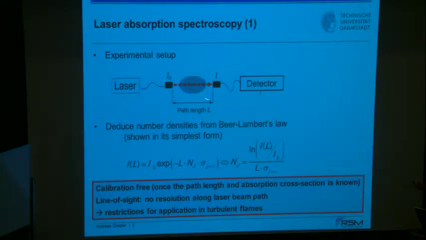The problem is that along the laser path you have no resolution. It's a line of sight method, and if you have any inhomogeneity along this beam path, then you would not register that. And over that, of course, that will give systematic errors. However, it's a calibration-free technique, as we have discussed, when you know the path length, when you know the cross-section. But in turbulent flames, you do have inhomogeneities along the path. That's why it is not so well suited.